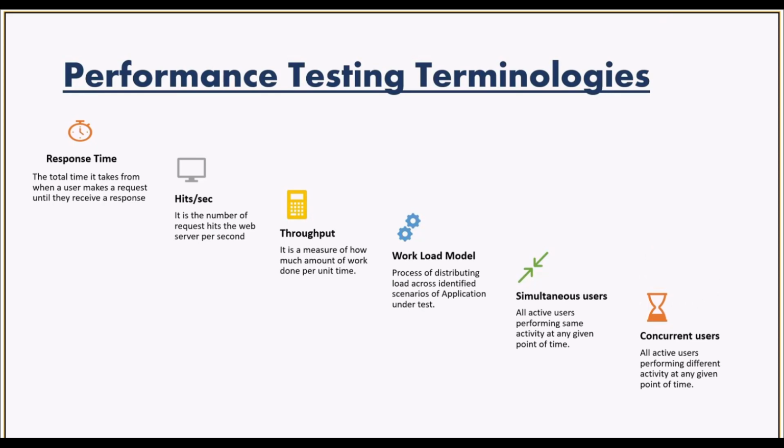Concurrent users are those active users who are performing different activities at any given point of time. That means all active users, they all are active but may not be performing exactly same task at the same time. For example, one is doing login while other was doing logout operations. So these are some of the common terminologies frequently used in performance testing.